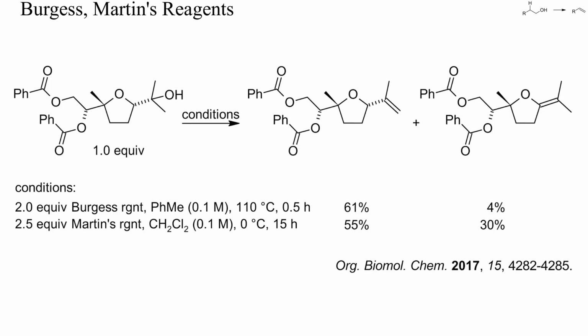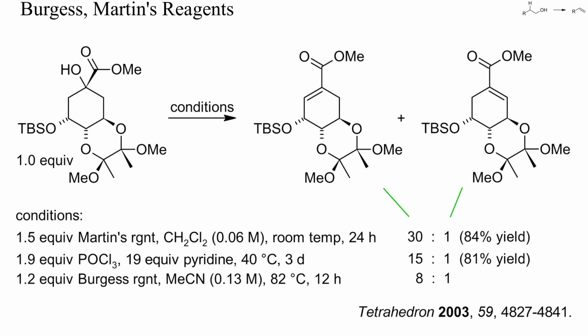In this example, a tertiary alcohol was dehydrated both with the Burgess and Martin's reagent. The Burgess reagent yielded the Hofmann product with higher selectivity than Martin's reagent. Here, Martin's reagent was more selective than the Burgess reagent. With phosphorus oxychloride, however, a high yield and regioselectivity could also be achieved. Thus, it always makes sense to first try thionyl chloride or phosphorus oxychloride in combination with various bases.